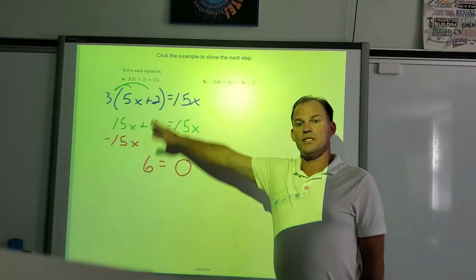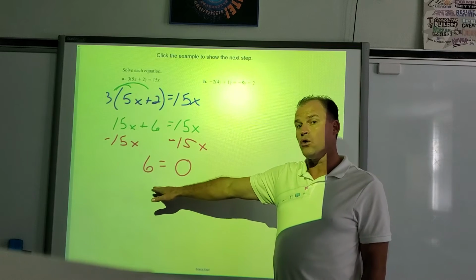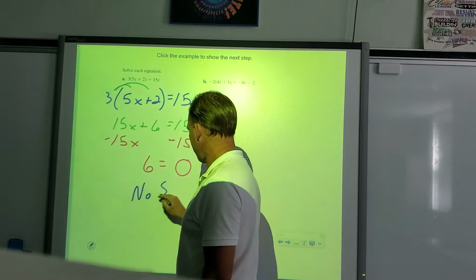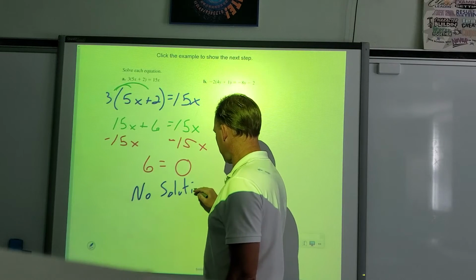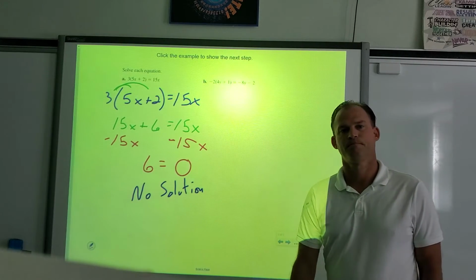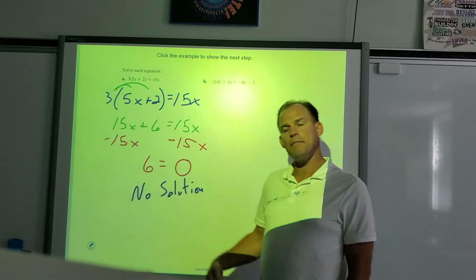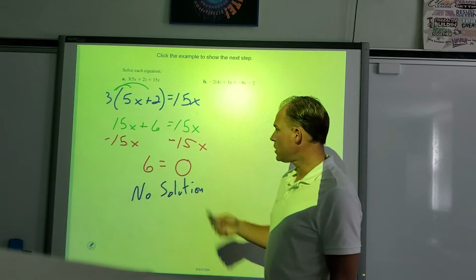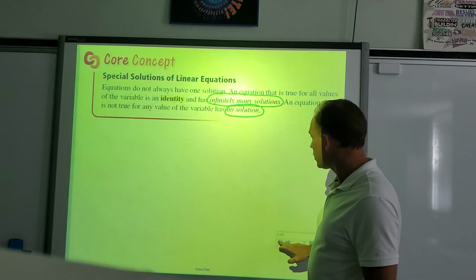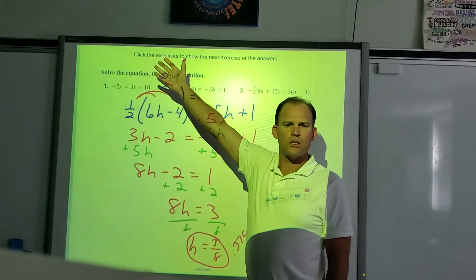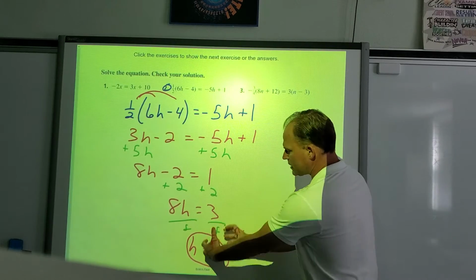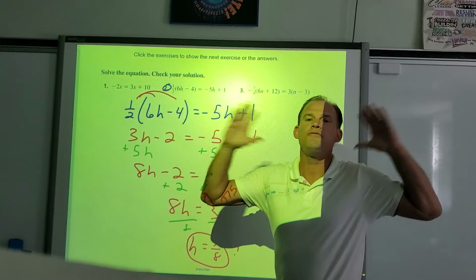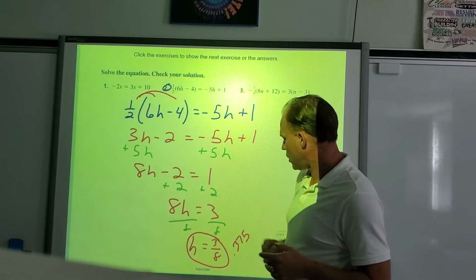If the resulting equation is false, then your answer is no solution. What that means is there is no possible solution to this equation. So let's pause for a second. What is a solution to the equation? A solution to an equation means this is the only number that I could plug back into this problem to make it true. Of the infinite number of numbers in the universe, this is the only one that works.